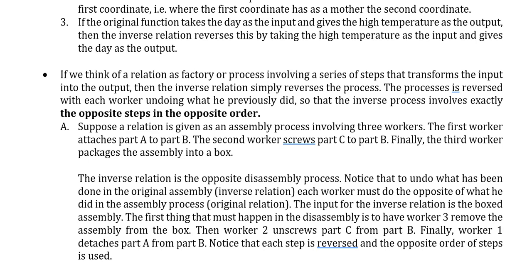To undo what's been done in the original assembly, the inverse relation, each worker must do the opposite of what he did in the assembly process, the original relation. And they have to do it in opposite order. So the input for the inverse relation is the boxed assembly. The first thing that must happen in this disassembly is to have worker 3 remove the assembly from the box. Then worker 2 unscrews part C from part B, and finally worker 1 detaches part A from part B. Notice that each step is reversed and the opposite order of steps is used.